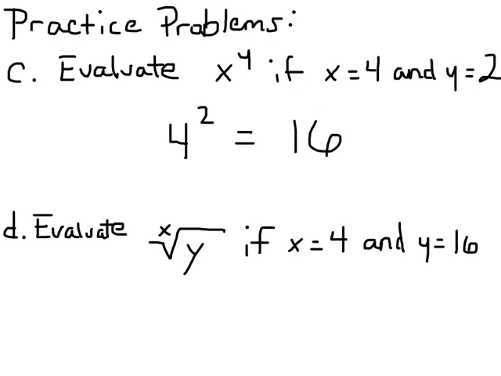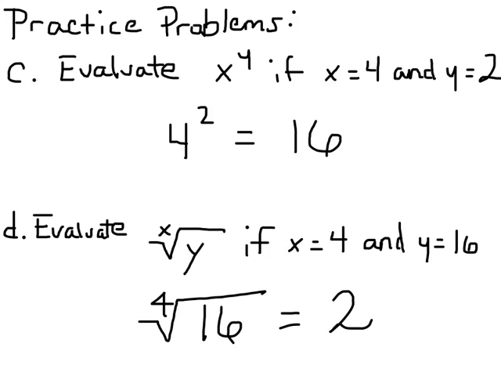And in D, evaluate the x root of y if x is 4 and y is 16. So if x is 4 and y is 16, it wants to know what number times itself 4 times would give you 16. You know you're looking for a very small number. The answer is 2.